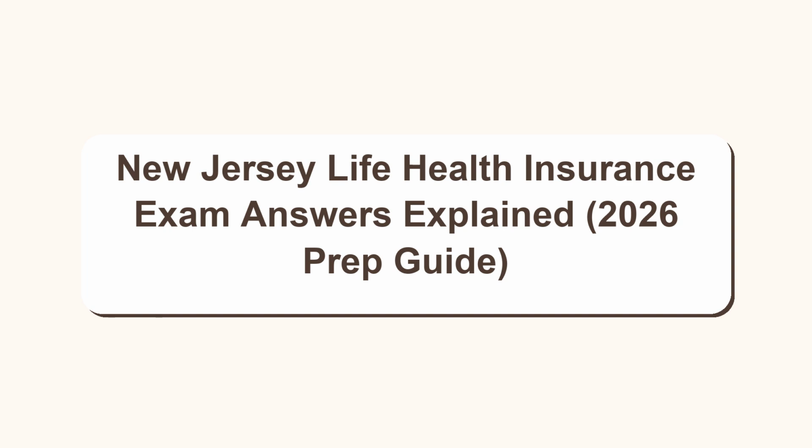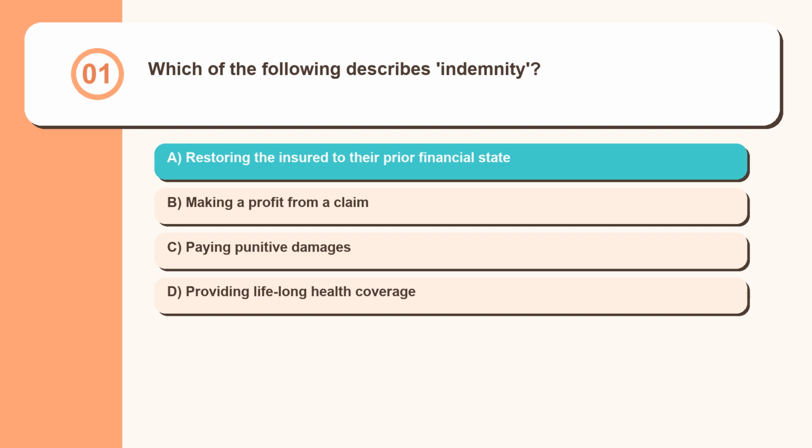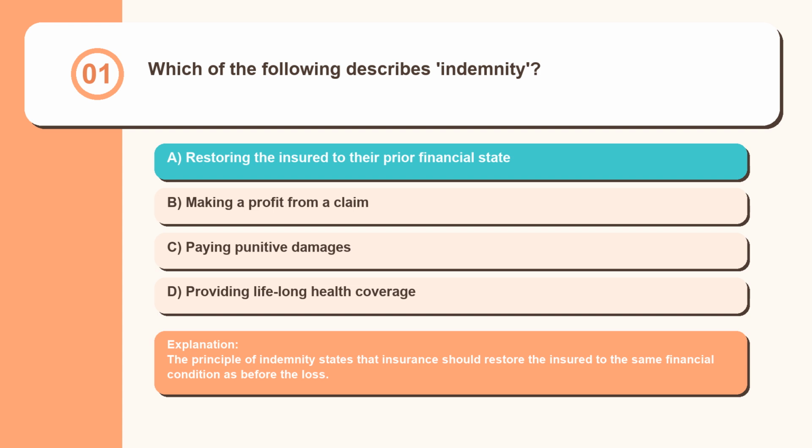New Jersey Life Health Insurance Exam Answers Explained, 2026 Prep Guide. Question 1. Which of the following describes indemnity? Restoring the insured to their prior financial state, making a profit from a claim, paying punitive damages, providing lifelong health coverage. The principle of indemnity states that insurance should restore the insured to the same financial condition as before the loss.